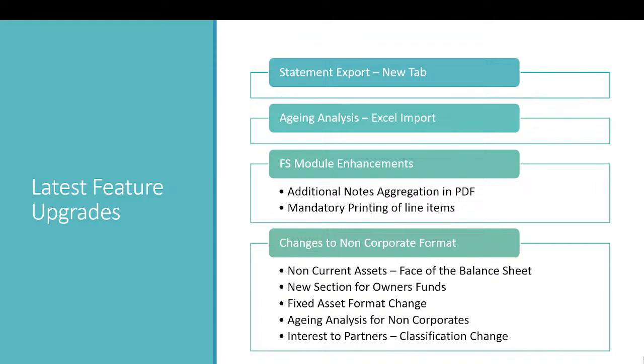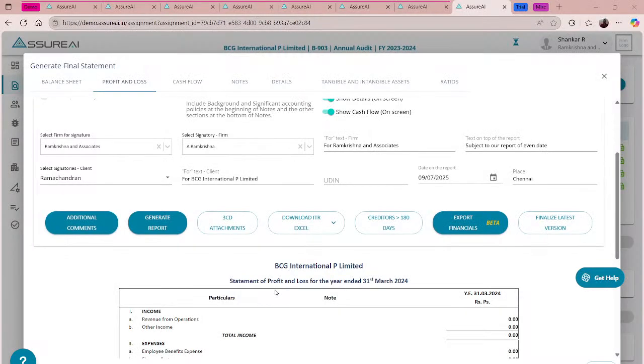Owner's funds. There was a new table introduced as part of the recent guidance note that has been updated. Fixed asset schedule, we have synced it with the companies also. That is also exactly as per the format of the new guidance note. Aging analysis for non-corporate: 180-day debtor aging is mandatory in the case of non-corporate also. And also the interest to partners, there is a classification change. Originally we were showing it under appropriation, this needs to be disclosed as part of finance cost. So now I'll take you through how these things are handled in Assure.